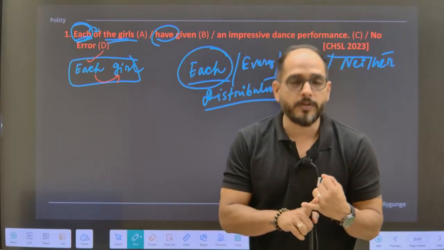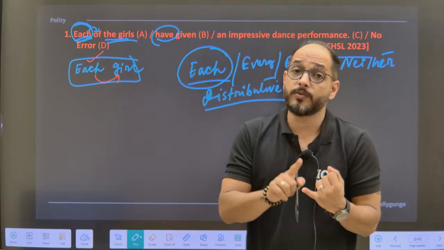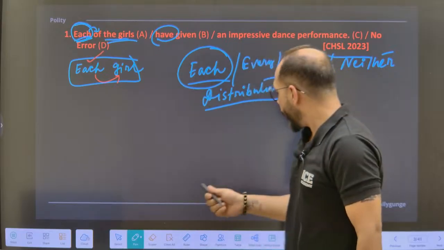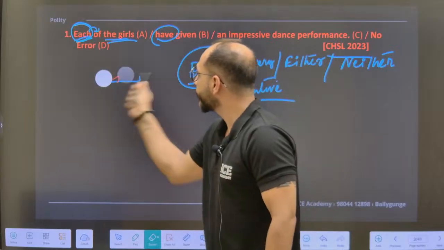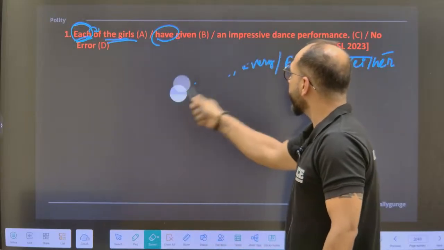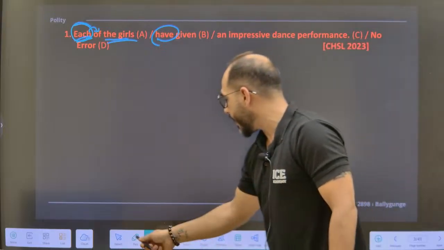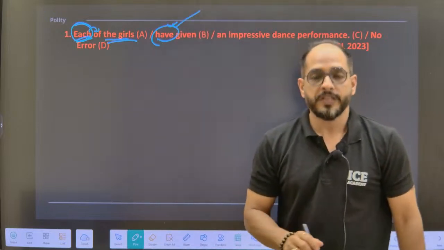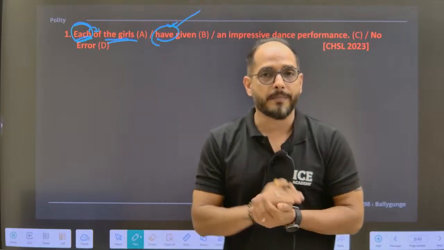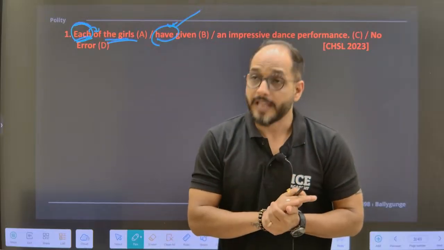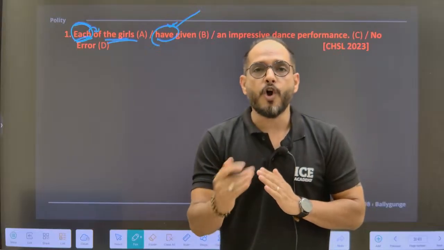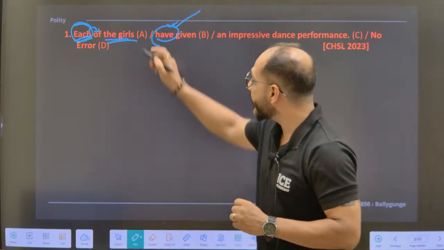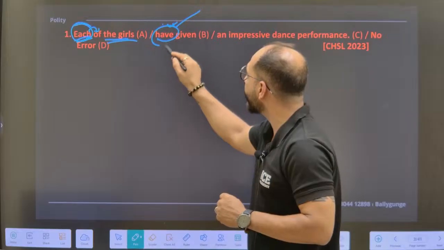When it is used as a pronoun, it is followed by a plural noun. When it is used as an adjective, it is followed by a singular noun. Understood? So let's focus on this question. So each of the girls, now after each a plural noun has been placed. Very good, no problem with that. Have given, the problem is here because all of these distributive determiners, they are basically singular. That means they will be followed by a singular verb, never a plural verb. বোঝা গেল? তারপরে এখানে ইচের পরে যে প্লুরাল ভার্বটা বসে আছে, this is basically wrong.